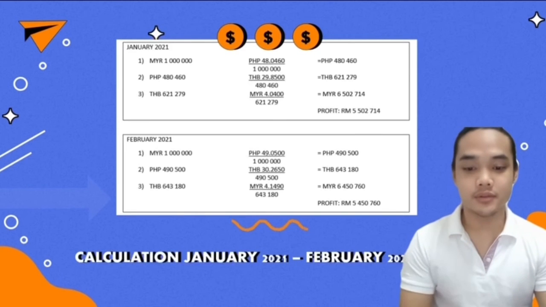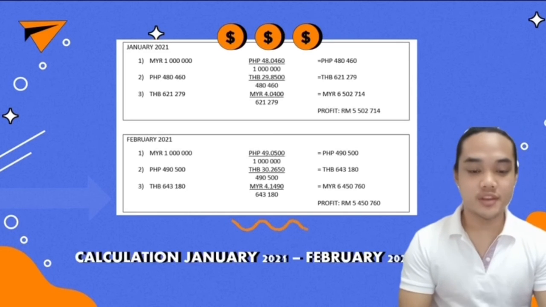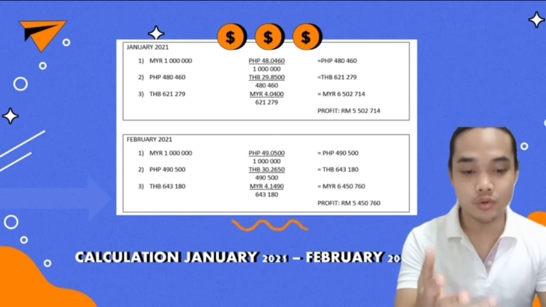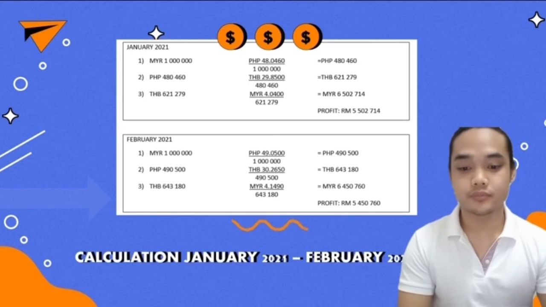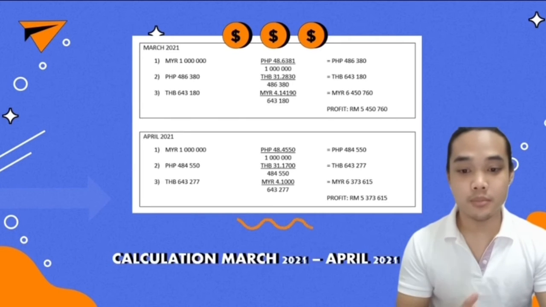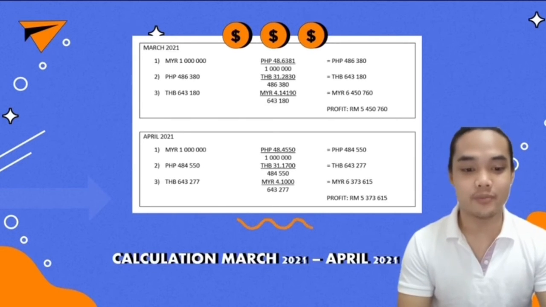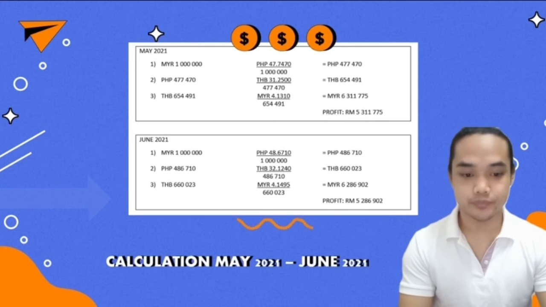So the next month, which is January in 2021, same strategy and the same process we use to invest in those currency. Our profit is 5.5 million. In February 2021, our profit is 5.4 million. In March 2021, our profit is 5.4 million. In April, our profit is 5.3 million. May 2021, our profit is 5.3 million.